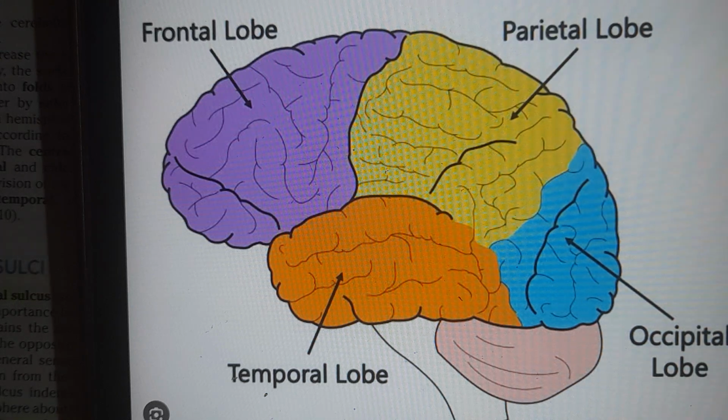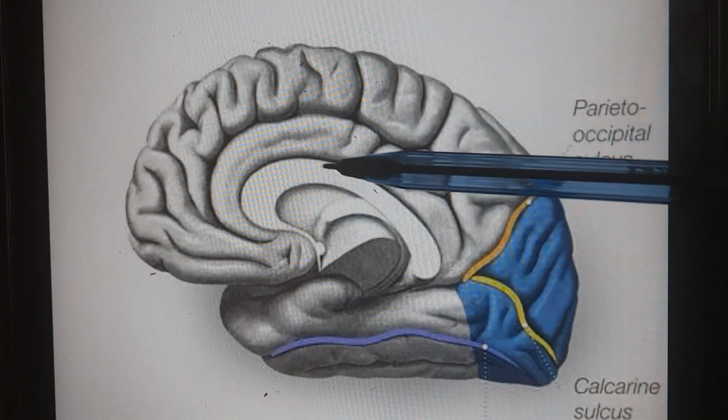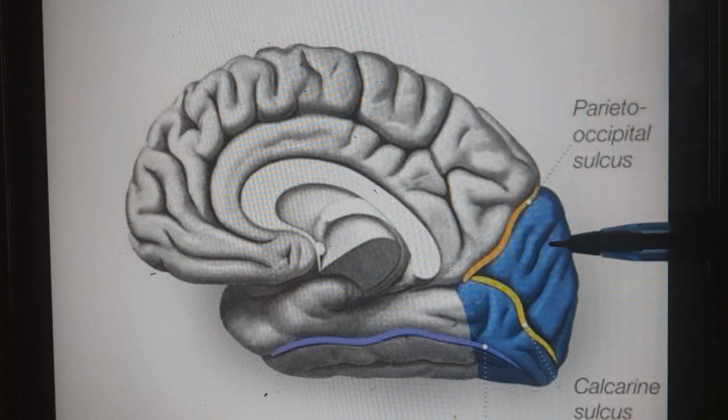Now we have two other sulci which are located on the medial surfaces. When we look at the medial surface, it means we have cut the brain between the two cerebral hemispheres, so we can see the corpus callosum very clearly now. So we come to know that there is a sulcus on the medial surface.